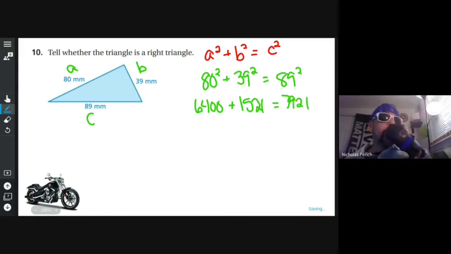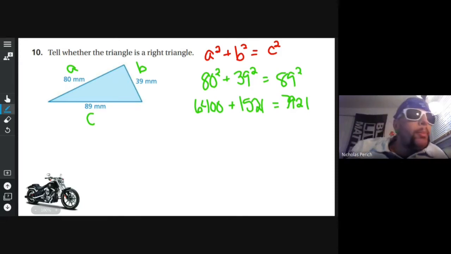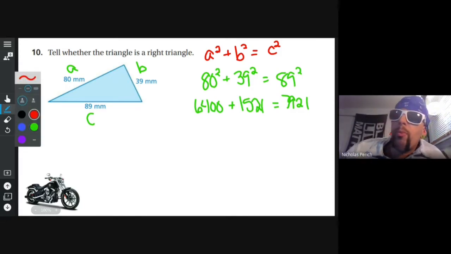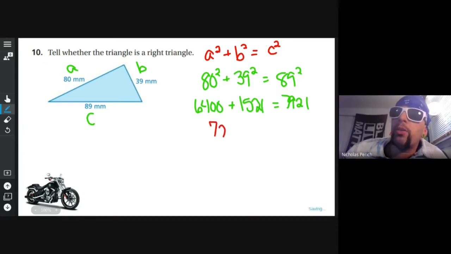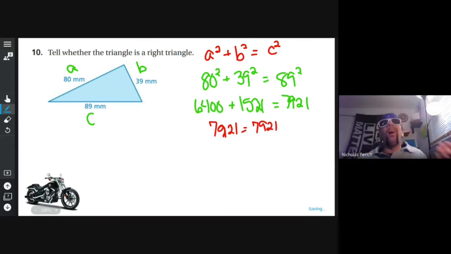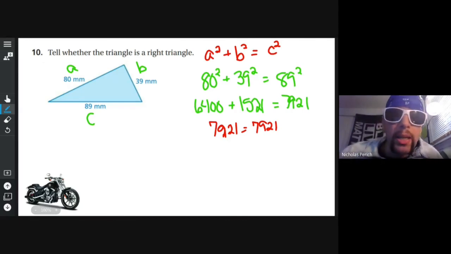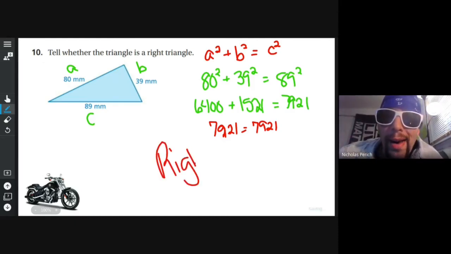Now I have to make sure the left side matches up with the right side. 6,400 plus 1,521 would be 7,921. So on the left side, I get 7,921. And on the right side, I get 7,921. Hey, would you look at that? They're the same thing. They equal each other. Very good. You know what that means? Is it a right triangle? Yeah, of course it is.